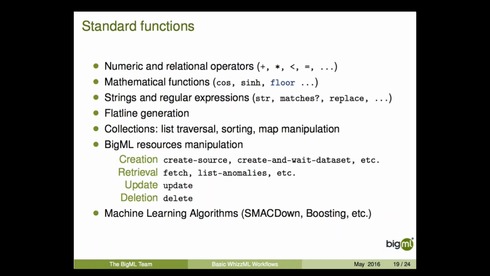There's a few functions for retrieval. The main one is fetch, which allows you to pull down the resource metadata in the same way you would in the API. And then there's a few other ones. List anomalies is specific to anomaly detection, and so on and so forth. The resources that you're able to update, you can call update and pass new parameters or set new parameters in those resources. And finally, you can delete resources from WhizzML as well.